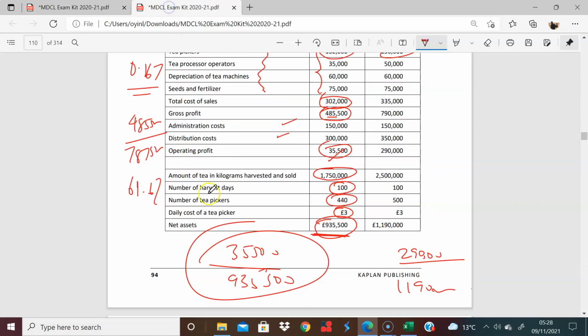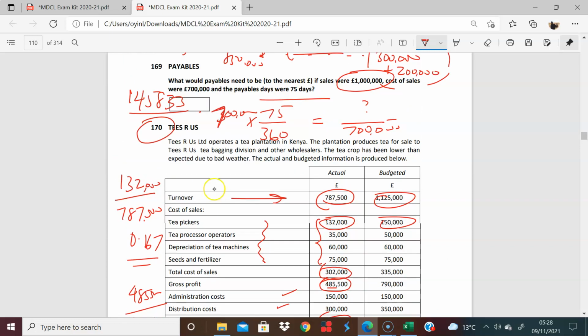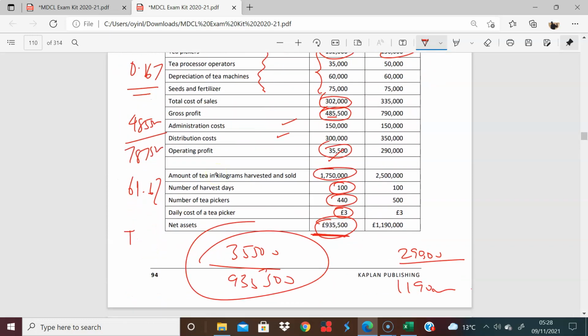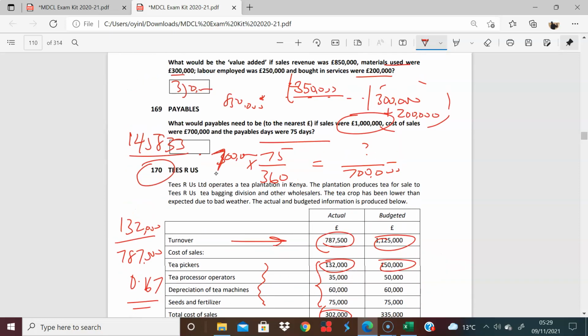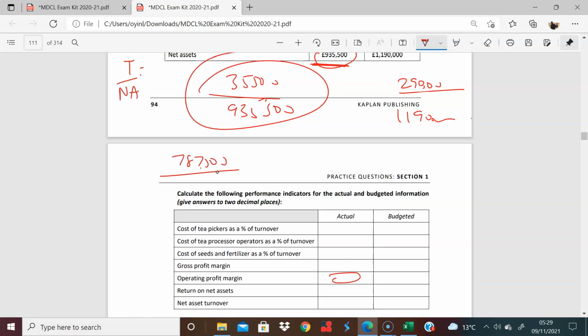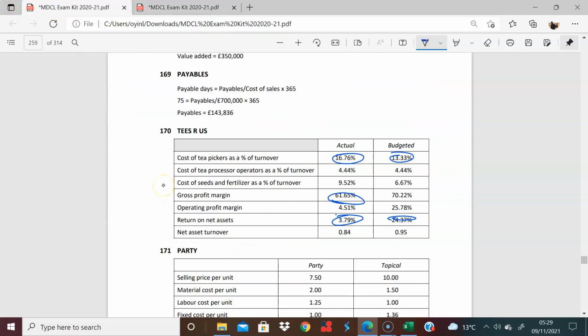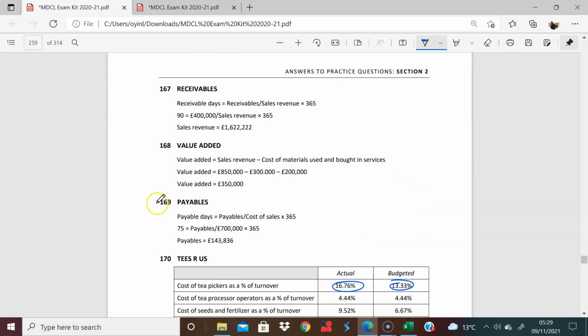And then finally, your net asset turnover is really saying how well did your assets generate revenue? So it's a measure of productivity in effect. So you have turnover over net assets. And so here you have 787,500 divided by 935,500, and you have 0.84 in terms of turnover, and then you have 0.84 over here, and that's question 170.